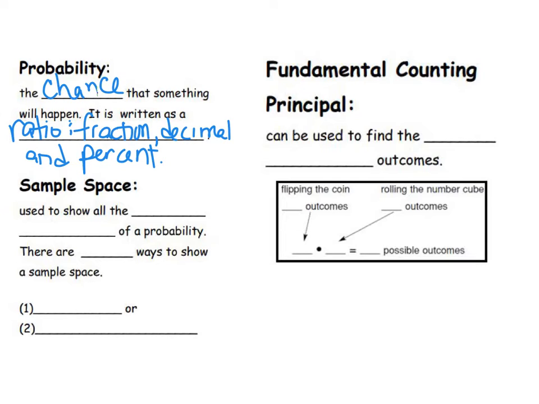Okay, sample space. Sample space is used to show all the possible outcomes of a probability. There are two ways to show a sample space. We have a list and the tree diagram.